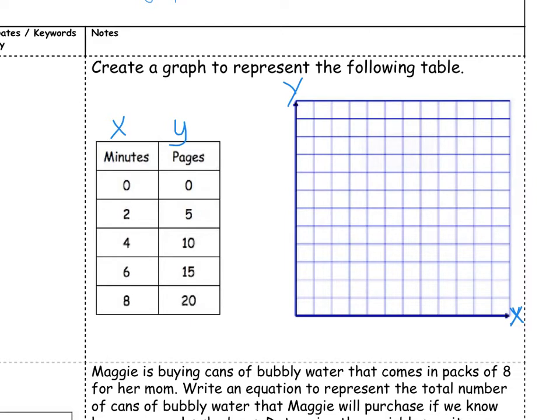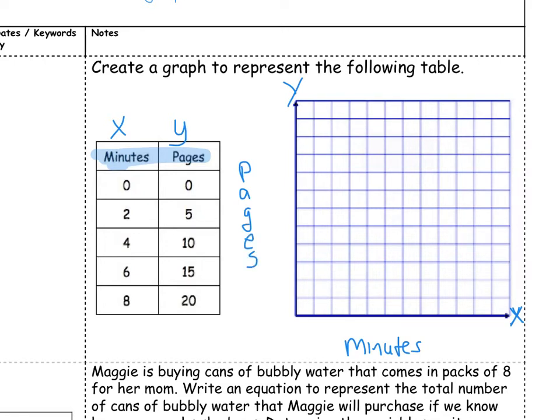So the first column always is the horizontal, how much you're going over, and the vertical is how much you're going up. I also want to remind you that you need to label your axes, meaning tell us what the numbers mean. So in this case, my x axis is the minutes, and our y axis is the number of pages.